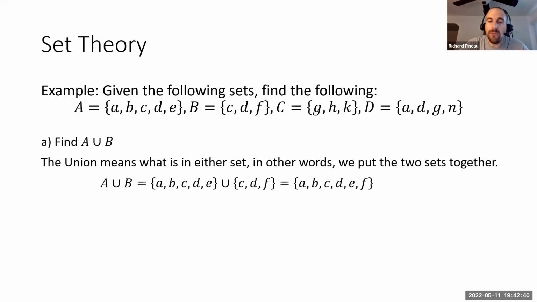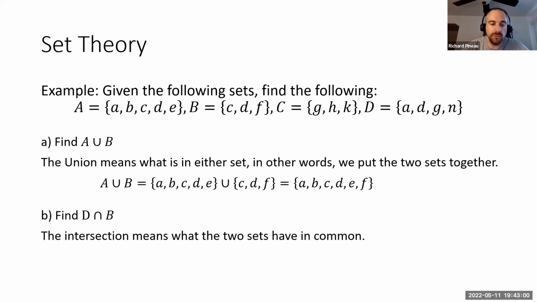Now, some people ask, do we have to put the elements that are repeated? Do we have to put C twice, for example? The answer is no. We only write them once. So the union here is very simply A, B, C, D, E, F. Just combine them. The next example is to find D intersect B.